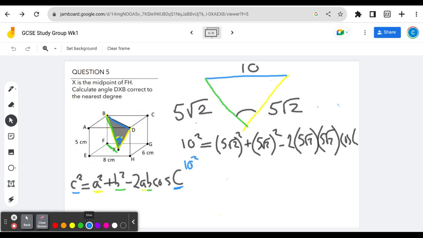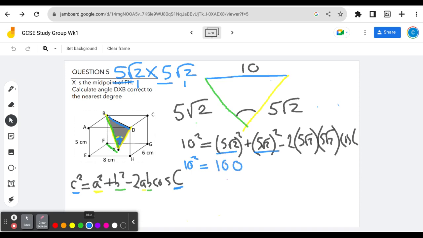10 squared. And when I square a surd, let's just do this over here. So if I'm doing 5 root 2 times by 5 root 2, I get 5 times 5, which is 25. And then when I do the root 2 times root 2, that comes out as 2. So I get 2 times 25, so that's 50. So that one's 50 and that one's 50. So I'm going to add that together, and that gives me 100.